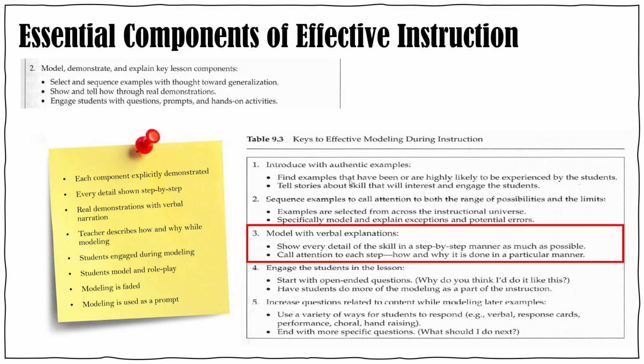Next, when you model, you want to make sure that you model with verbal explanations. Every time you're doing a skill or you're doing a step, you want to verbally go through that in a step-by-step manner as much as possible. Explain every detail, everything that you're doing, call attention to each step, why you're doing it that way, why it's in that order, and things like that.